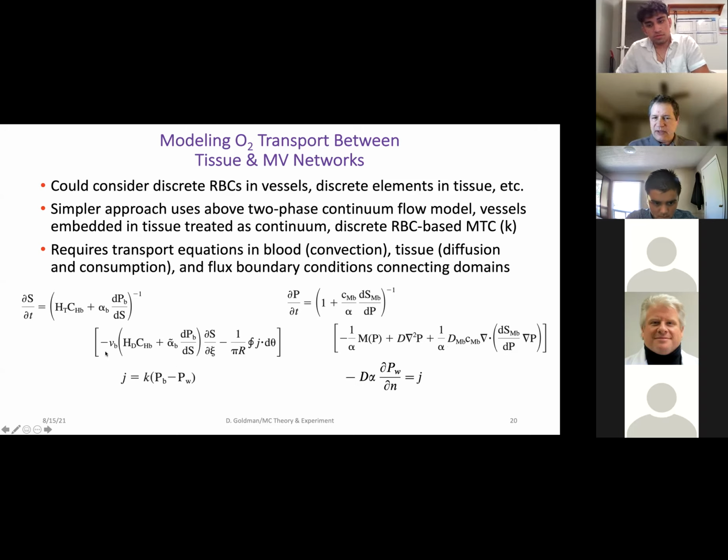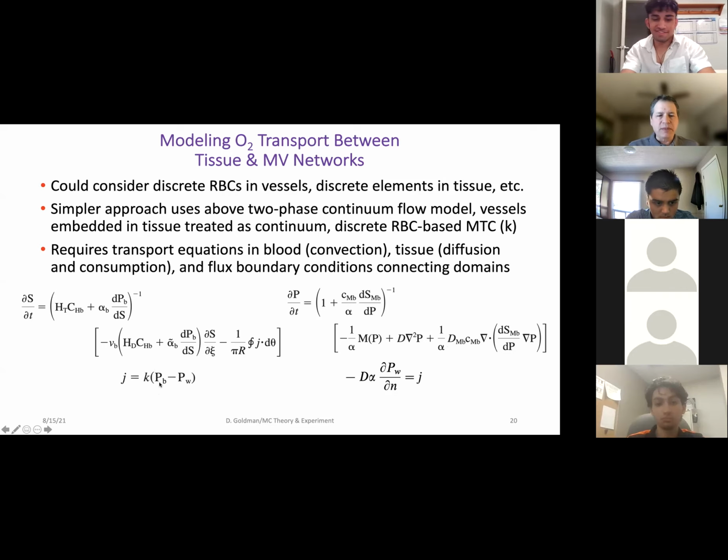Here's this mass transfer coefficient K. If you have a difference between blood PO2 and tissue PO2 near the wall, then you get a wall flux J that you can put into your vessel convective transport equation. This same wall flux also has to be the boundary condition on the tissue. So where the tissue meets the vessel, there's a flux of oxygen from the vessel into the tissue, and the gradient in the tissue times D alpha has to equal that flux. So this is your boundary condition here.